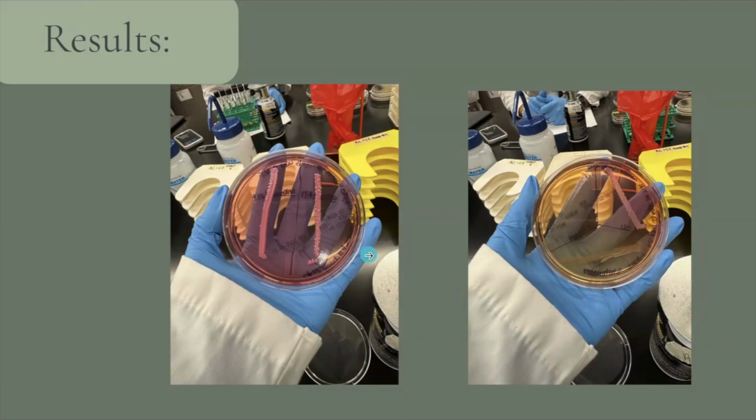And for the unknowns here, 114, we see growth with pink colonies, meaning it's gram-negative and a lactose fermenter. Same goes for 294, pink colony growth, so meaning it's gram-negative and a lactose fermenter.